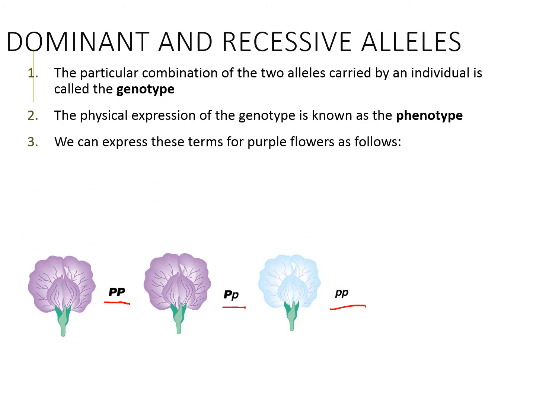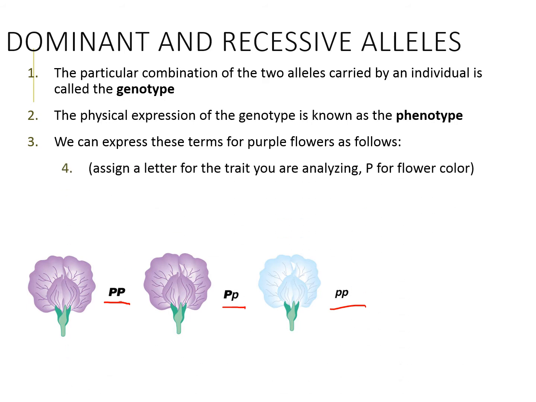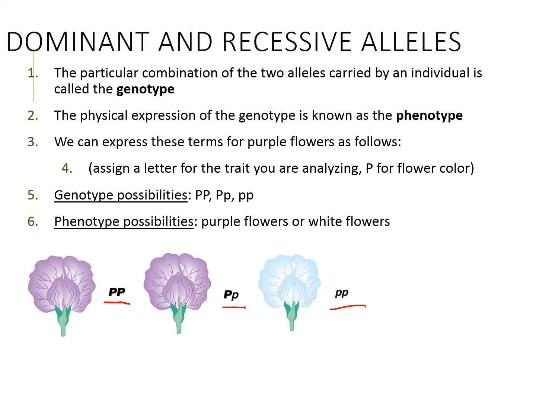We can express these terms for purple flowers as follows. Assign a letter for the trait you are studying. For example, we can choose capital P for flower color, or just any P for flower color. Genotype possibilities are, as I already said, big P, big P, big P, little p, little p, little p. Generally, we choose whatever the dominant trait is to be the capital letter. So we would say big P equals purple, and then little p equals white.